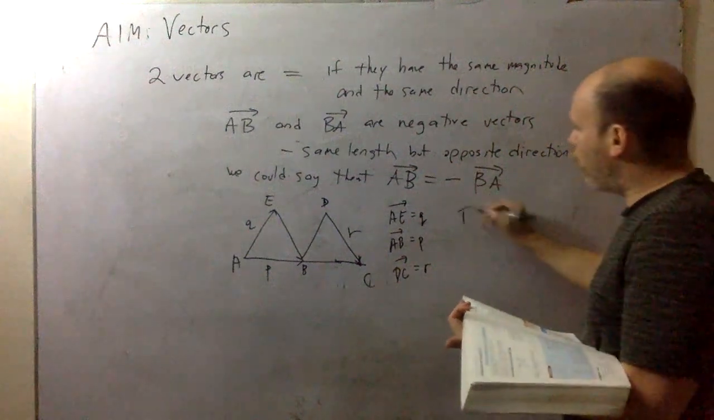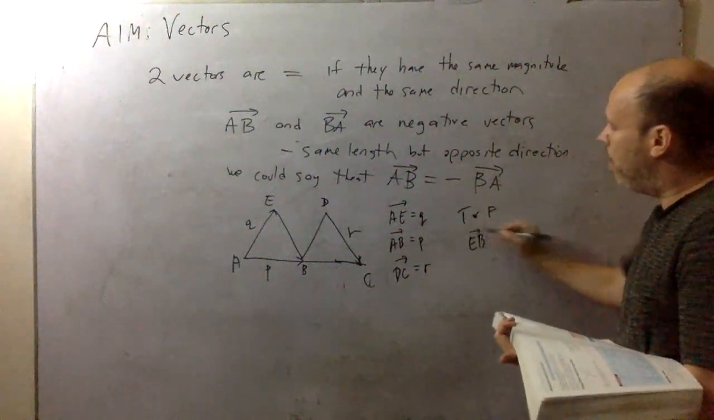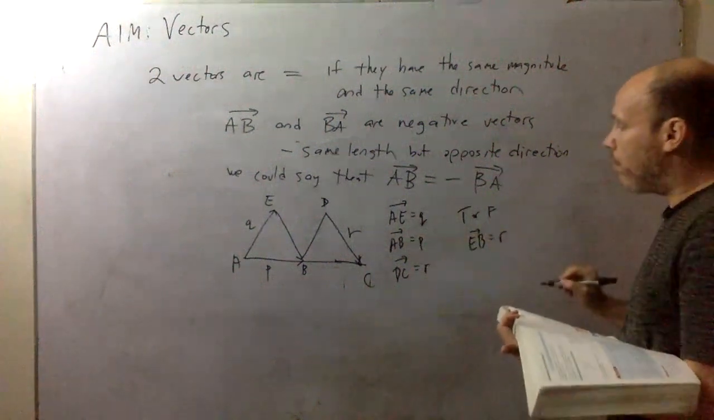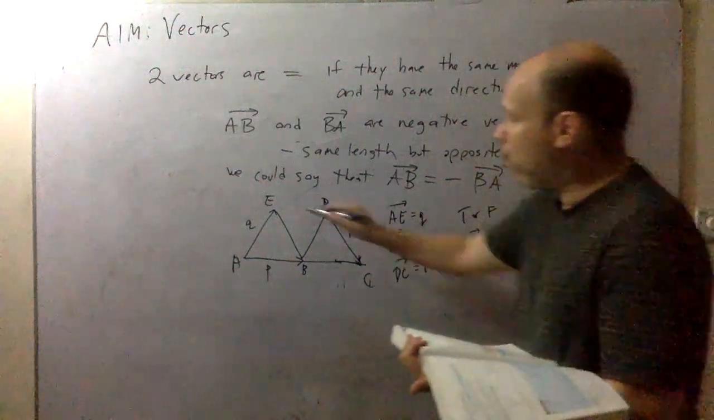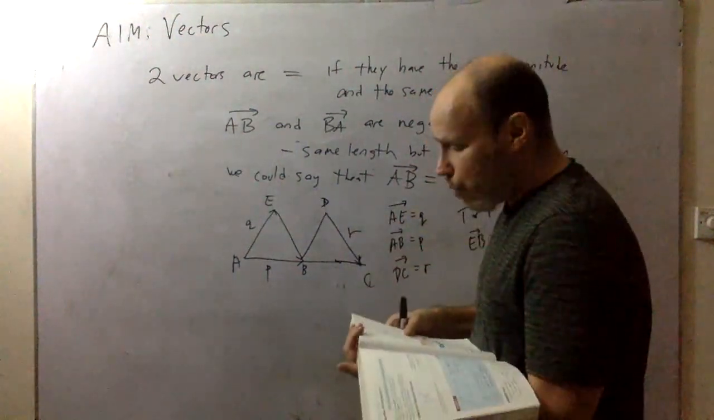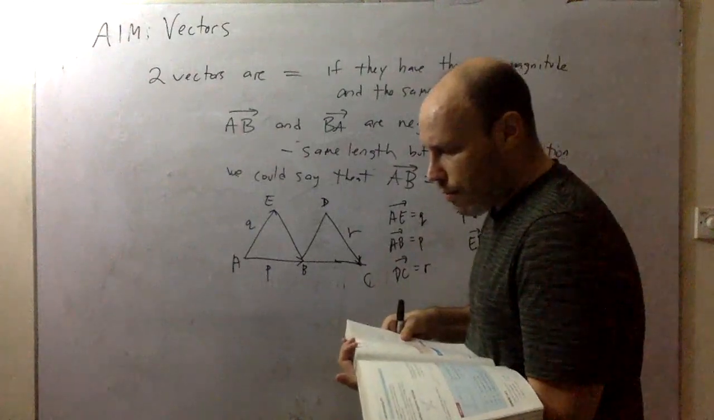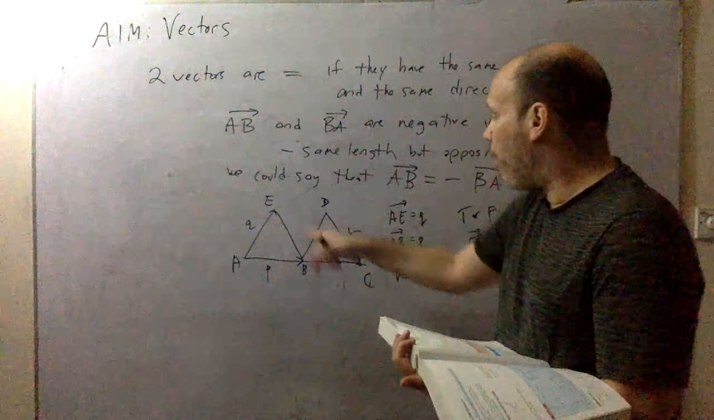So is this true or false? EB equals R. Well, that's true. Why is it true? Well, they're congruent. They're two equilateral triangles, so they're all equal.